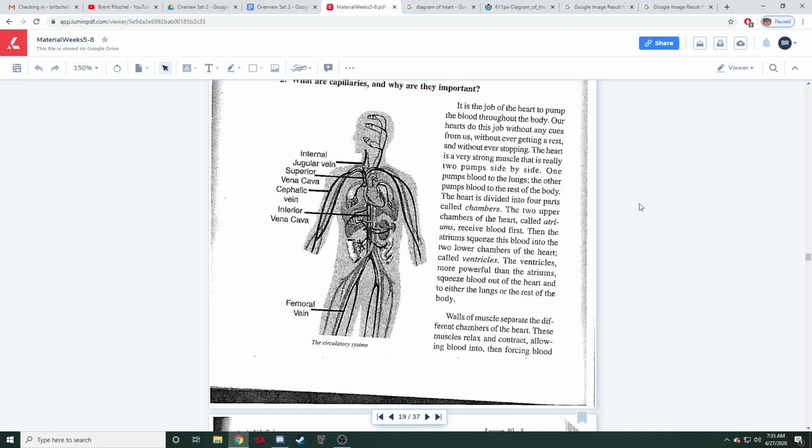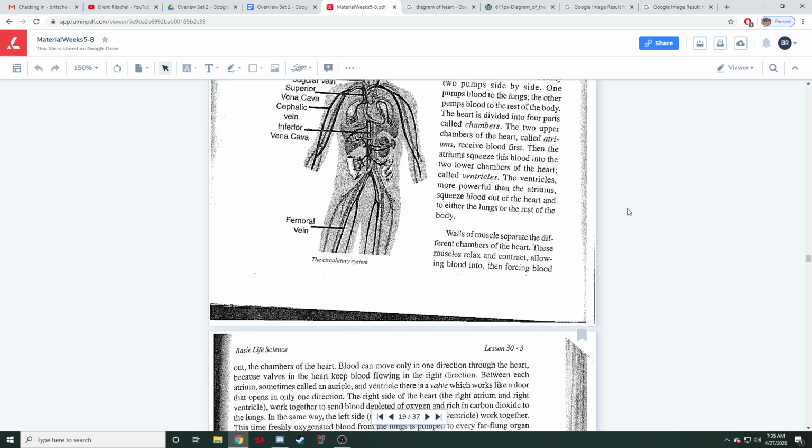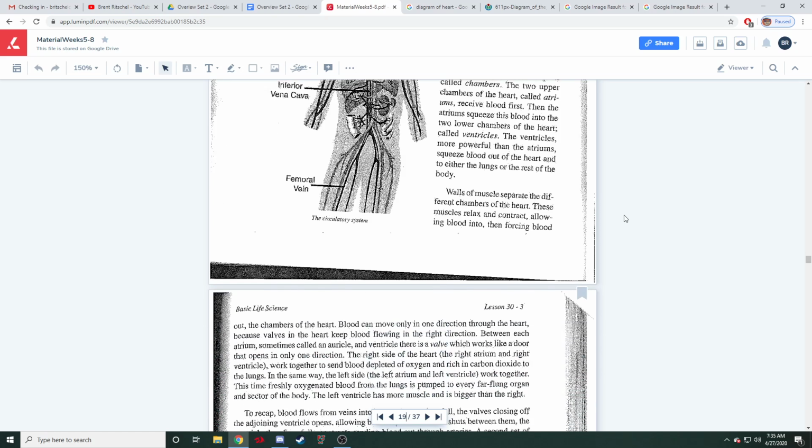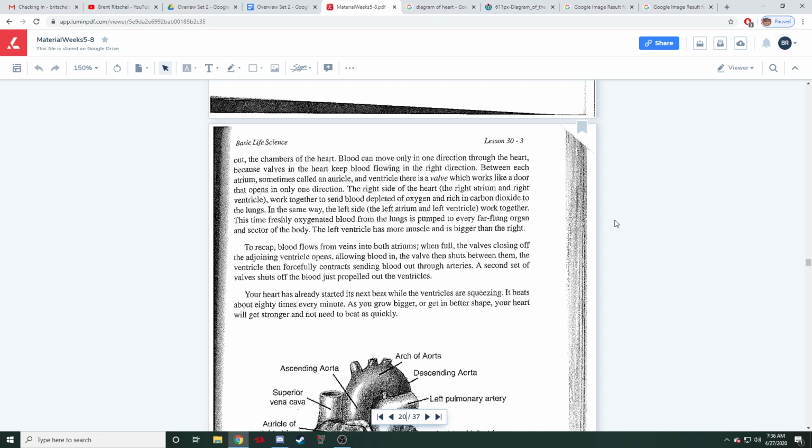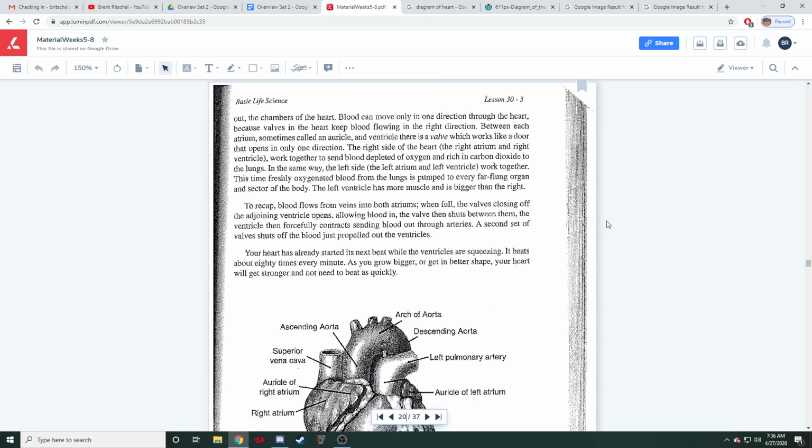The ventricles, more powerful than the atriums, squeeze blood out of the heart into either the lungs or the rest of the body. Walls of muscles separate the different chambers of the heart. These muscles relax and contract, allowing blood into, then forcing blood out of, the chambers of the heart. Blood can move only in one direction through the heart because valves in the heart keep blood flowing in the right direction.